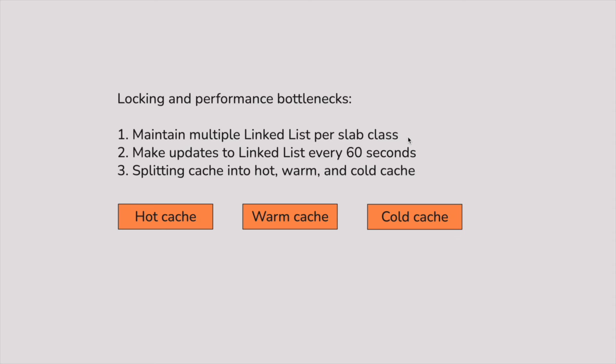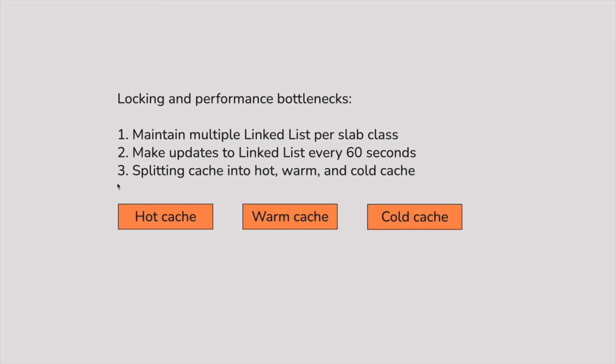The second thing we can do is make updates to the linked list in a period of time. For instance, we do it every 60 seconds, which means every 60 seconds, we would use a lock on the linked list and move multiple items at the same time instead of moving them one by one. This way, we reduce the number of locks that need to be issued on that linked list and simplify and improve the performance of the cache.